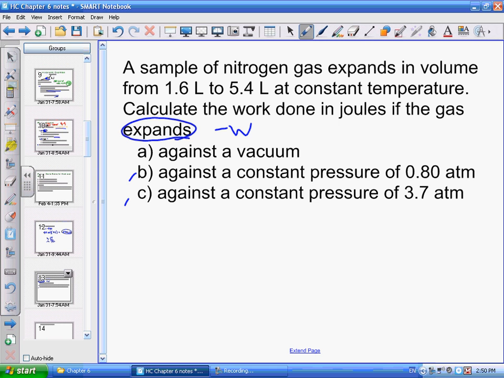So I have to have a positive delta V. And that's what gases do. They expand or they compress. In this case, this particular gas says it is expanding.